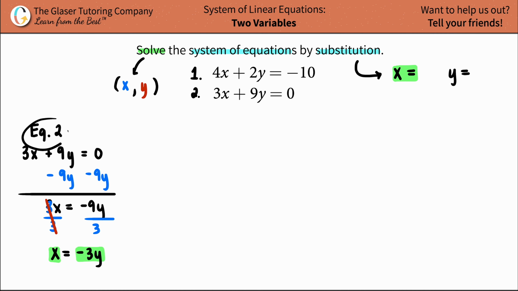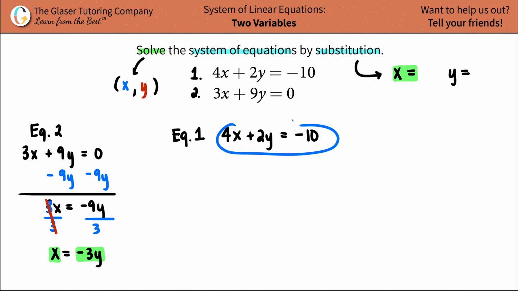So if you used equation 2 to get x equals, like I did, you're going to use the other equation to actually substitute the value in. So now my equation 1 is 4x plus 2y equals negative 10. Now we did solve for x equals. So find that x. Here it is. And instead of the x, we're going to input what it really equals.